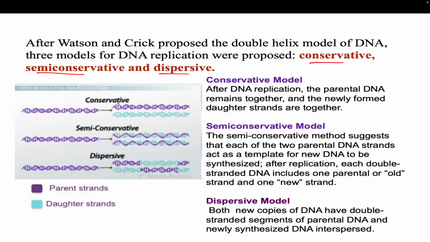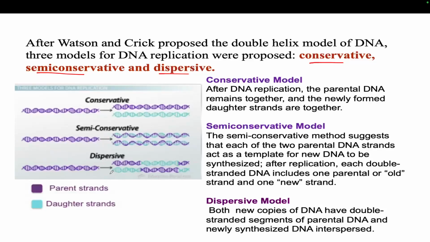So this is the conservative model, where both strands are conserved in the first generation, or in all the generations. Then the second way is the semi conservative. In semi conservative, they assume that each strand will work as a template for the synthesis of the complement strand. Here there are two strands of parental DNA, the purple ones, and each strand works as a template for the synthesis of a new strand of the DNA. And the third one is the dispersive method.